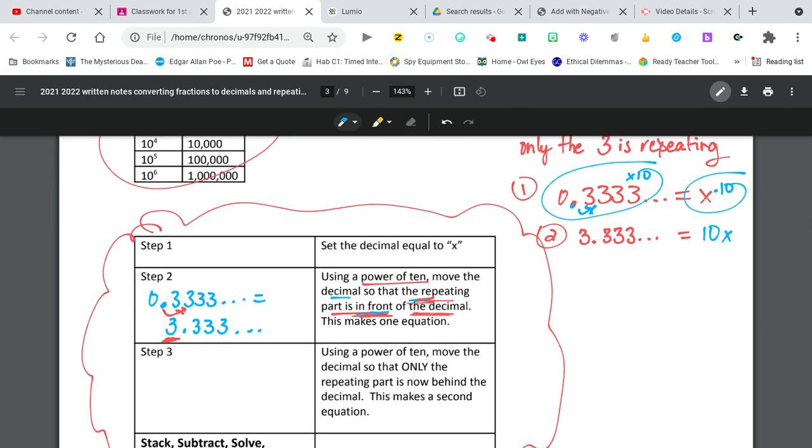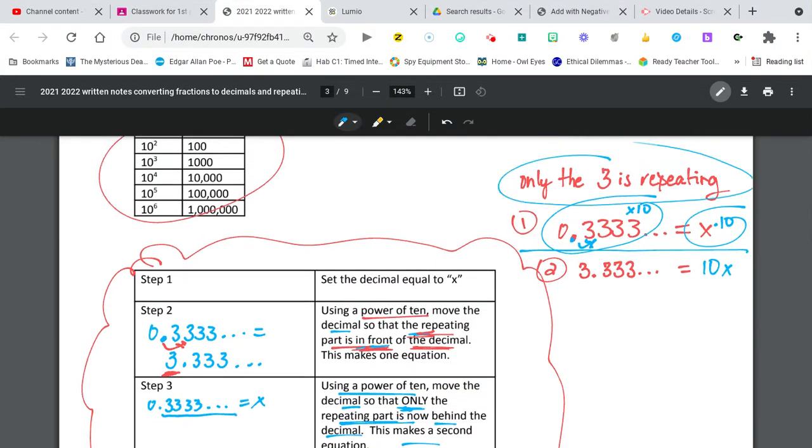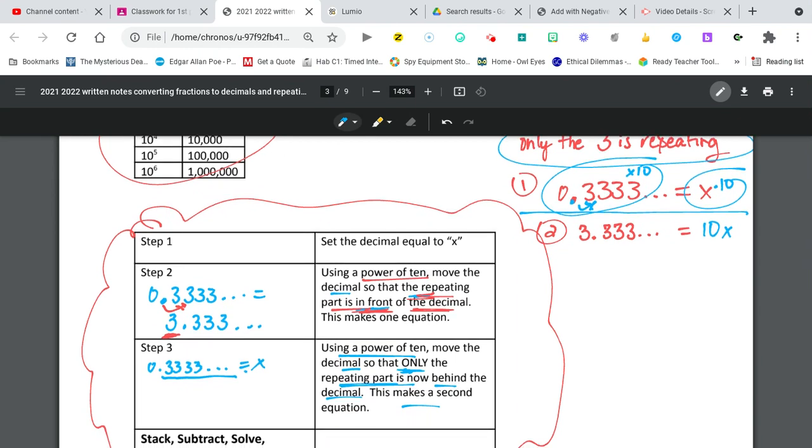And then the third step says, using a power of 10, move the decimal so that only the repeating part is behind the decimal. And this is going to make a second equation. Okay, so let's look at what we do have. And you always go back to number 1, your original. This is what I do have. So I need to move it so that only the repeating part is behind the decimal. Well, if I look, all 3's, the only thing that's repeating is the 3. But only the 3's are behind the decimal.